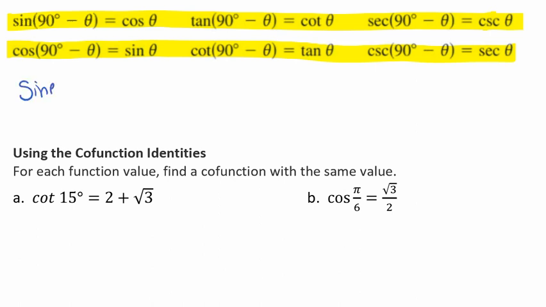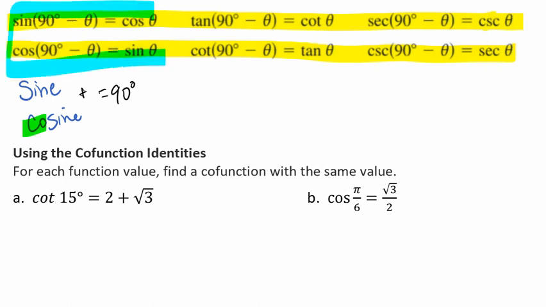Here we have a sine function and we also have a cosine function. Well, what does the word co mean in cosine? Well, cosine means that it's the complement of sine, which means that if I add these two angles together, I should get 90 degrees. And that's why here, when we look at sine and cosine, we see that when I find the complement of sine, I get cosine. And when I find the complement of cosine, I get sine.